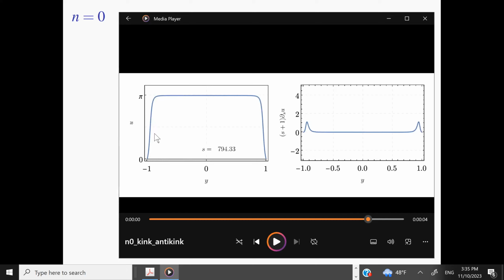Well, the shape of the kink is distorted, so the steep slopes here are just artifacts of the spatial compactification. So we see here the formation of the kink-anti-kink pair, which just keep moving away from each other. So here the end state is just a pair of kink and anti-kink.